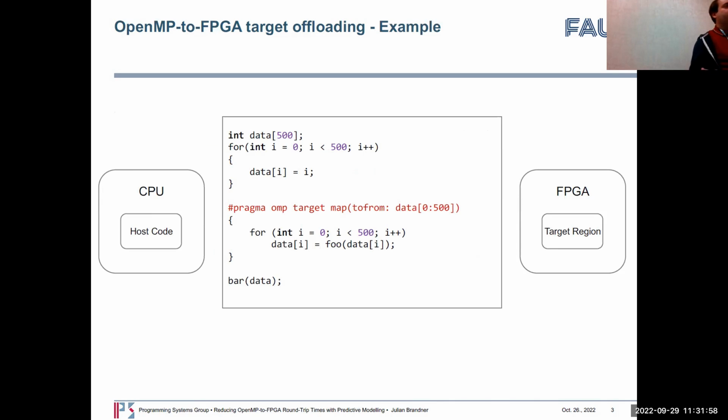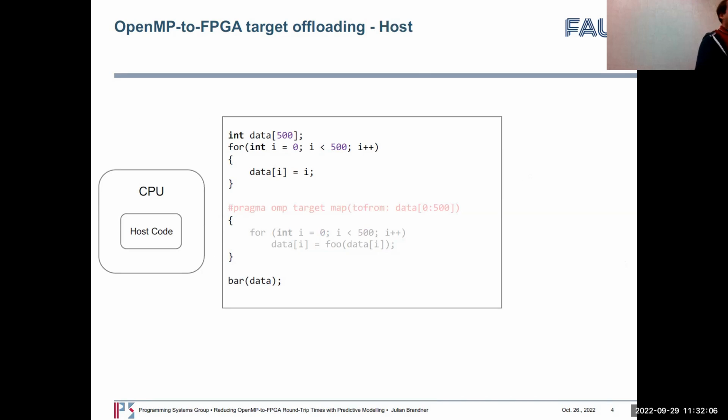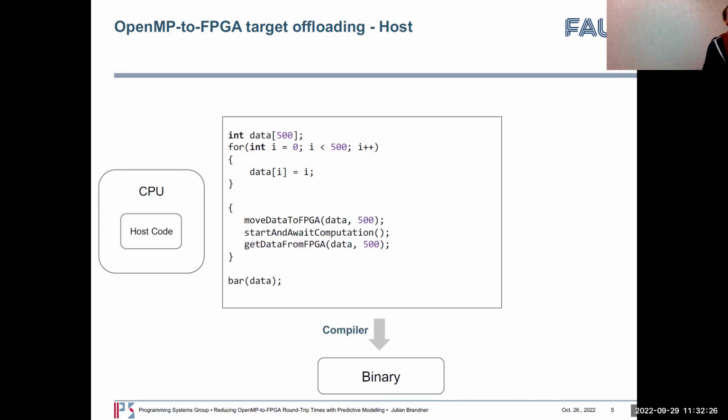Normally you do that by having two compile passes, one for the FPGA and one for the CPU. On the CPU side of things, it's really similar to what we know from GPU offloading. We don't actually need the target region itself because it has to run on the FPGA, and we can get rid of the pragma. So we replace the target region with function calls that handle the communication with the FPGA. We first have to shift the data to the FPGA, then we have to start and await the computation, and then we get our data back. And then we can work with data from there.